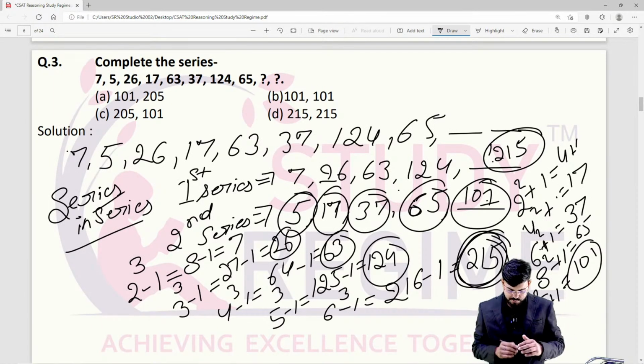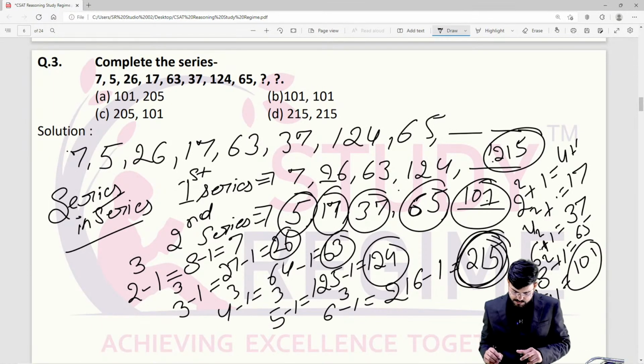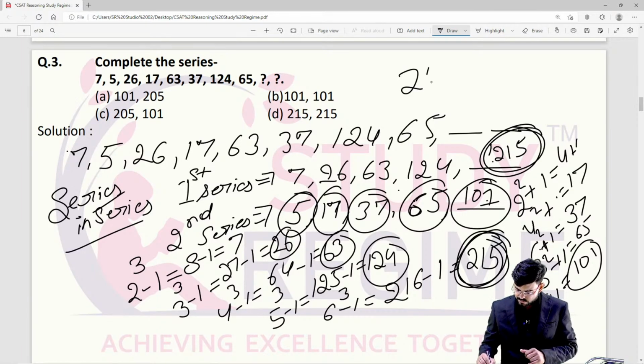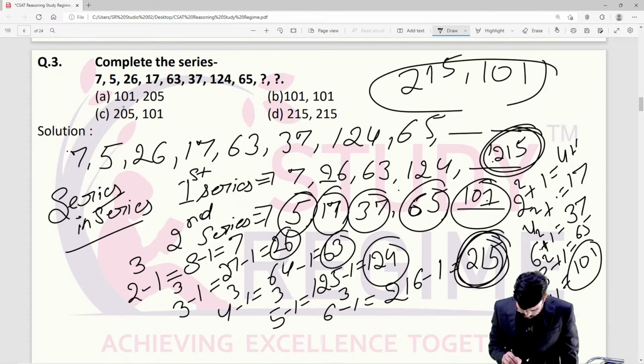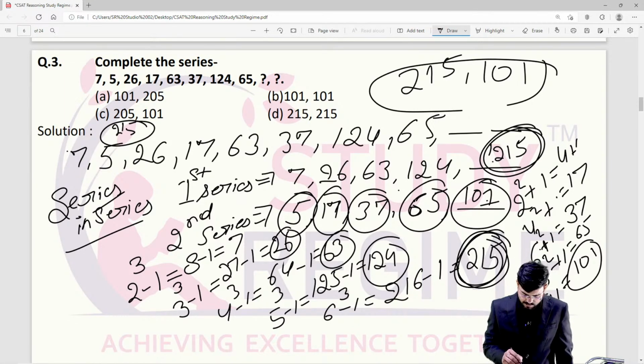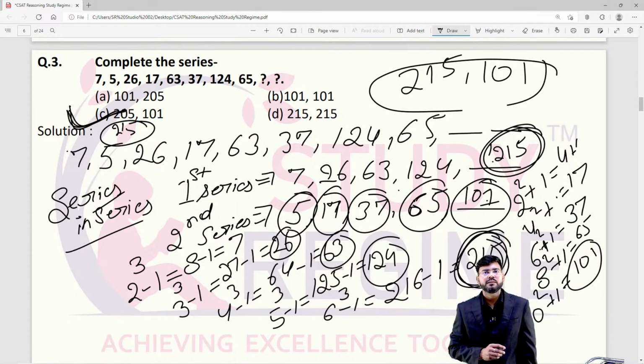So let me see the option. So in the first series, you got 215 and in the other one you got 101. Unfortunately, we don't have that option. So I think it's 215 only. If you can correct this 205 as 215, then your answer will be C option. For question number 3, you will get C option.